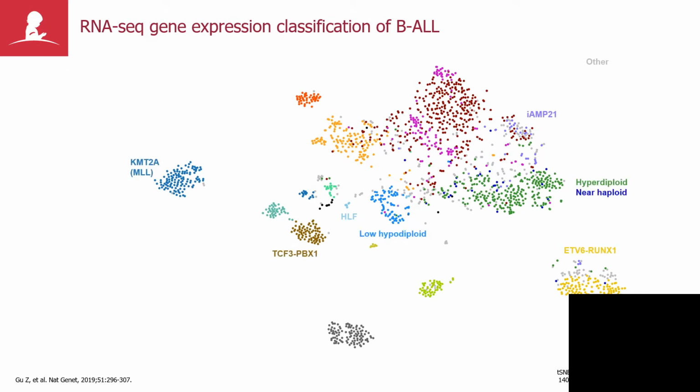What one is seeing here is a t-SNE plot, often used to show single cell gene expression profiling data, but each data point here is a case of ALL, tumor transcriptome sequencing, color-coded according to subtype. Many of the previously identified subtypes are here visible, rearrangements of MLL, TCF3 PBX1, hypodiploidy, ETV6 RUNX1, and so forth.